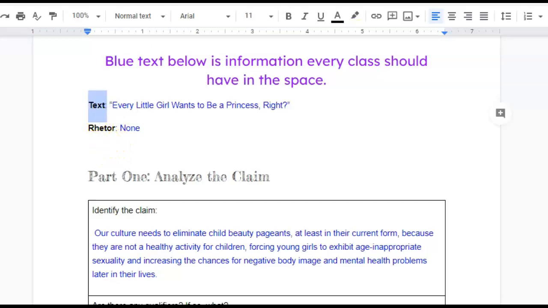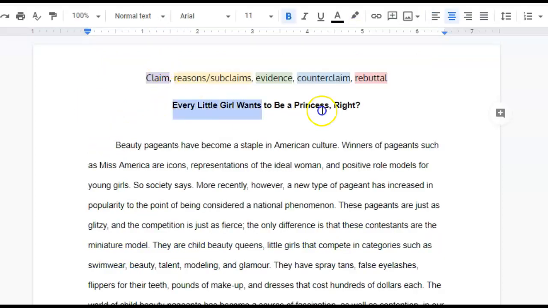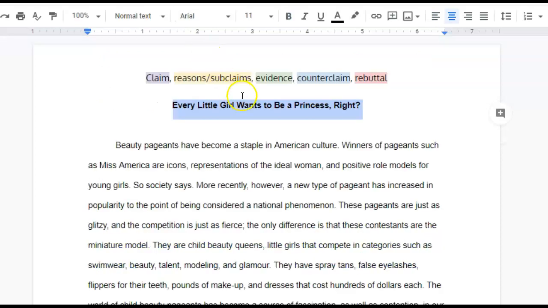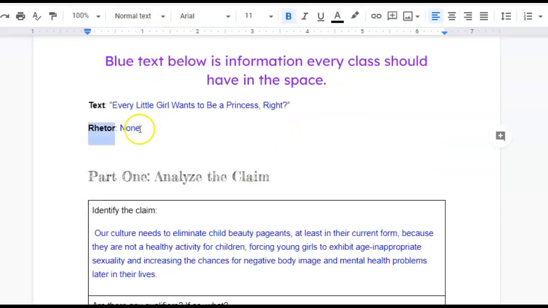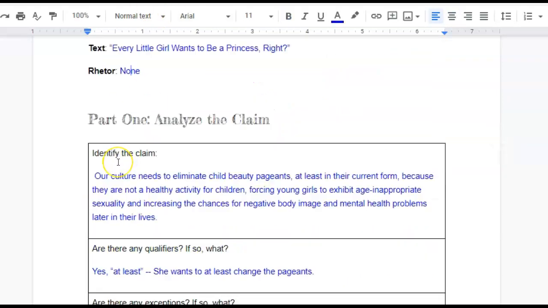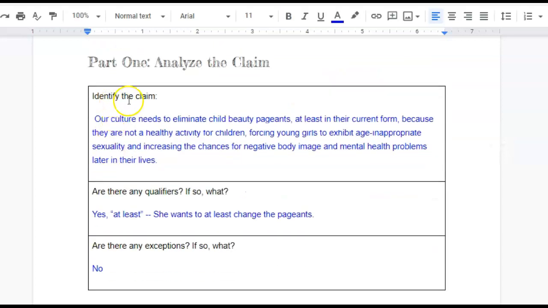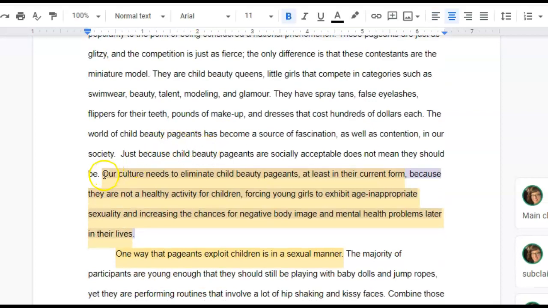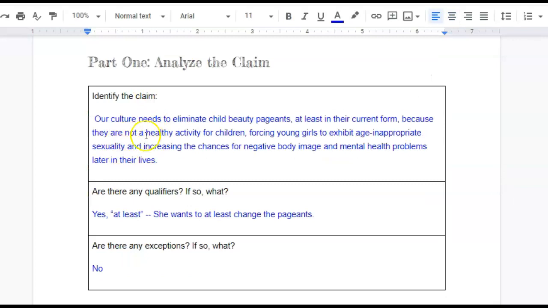The text title we got from our document, so we just highlighted and pasted it over. The rhetor is the author or the speaker. In our argument, there was no rhetor, no author or speaker who was named in the argument, so we just put none. Part 1 asks us to identify the claim. We already did that in our document. We highlighted that sentence, so we just copied and pasted our sentence over to identify the claim.